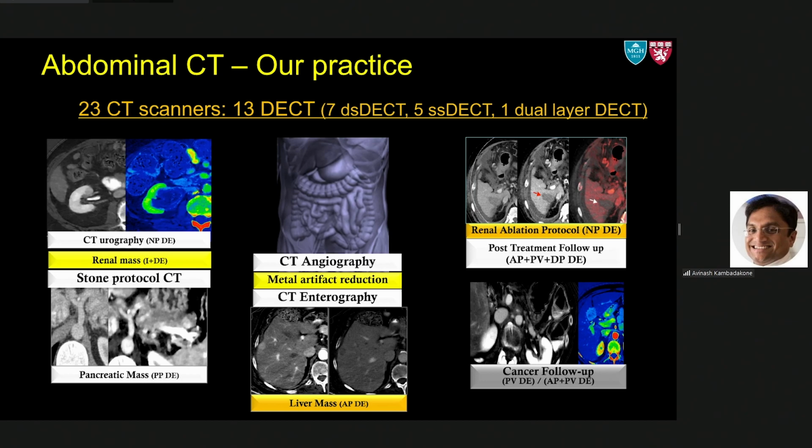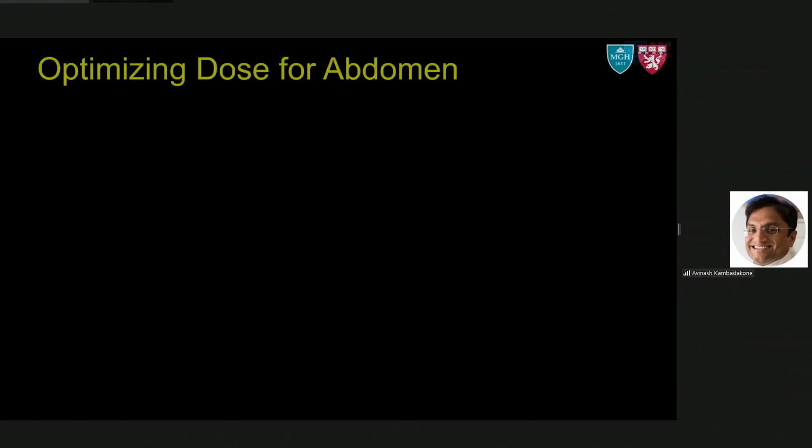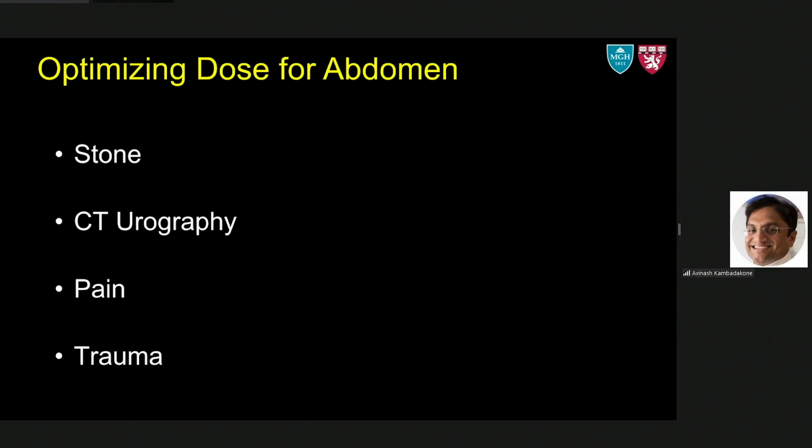So how do you optimize dose for the abdominal protocol? Now here, these are the four different indications I want to talk about. I want to spend most of my time discussing what we have done to optimize dose for abdominal CT for stone protocol and CT urography, and then also spend a little bit of detail on what we do for patients who present with abdominal pain and for patients with trauma. Starting with the urinary stone disease.